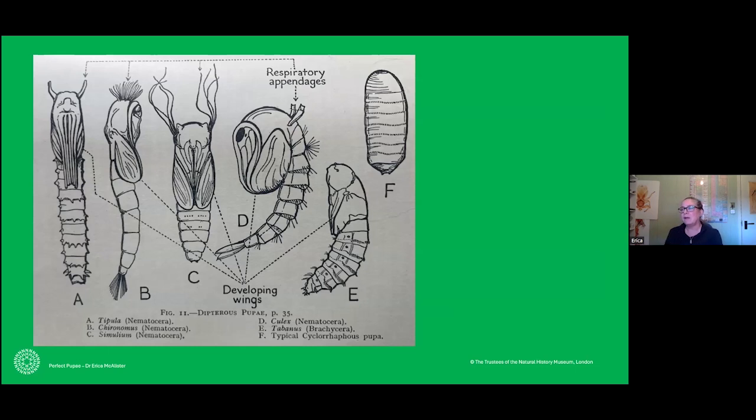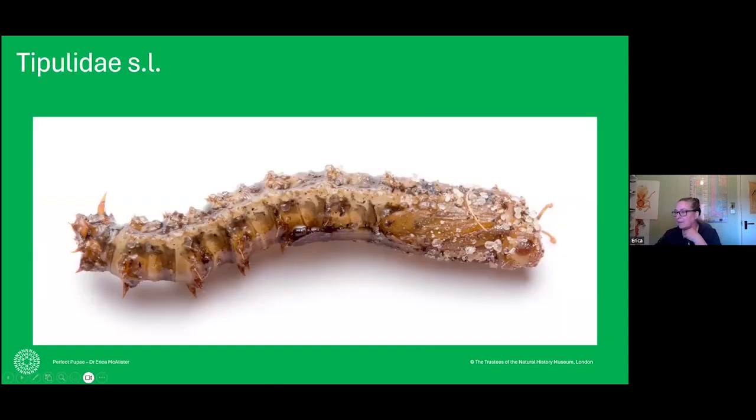Moving up to the lower Brachycera, where we get the reduced pupa, and then we've got the puparium here. So let's have a look at the tipulids. Now, the final larval skin is shed to expose the pupa. The final larval skin is what makes the puparium in the higher flies, but here this is shed. This is normal for Nematocera.